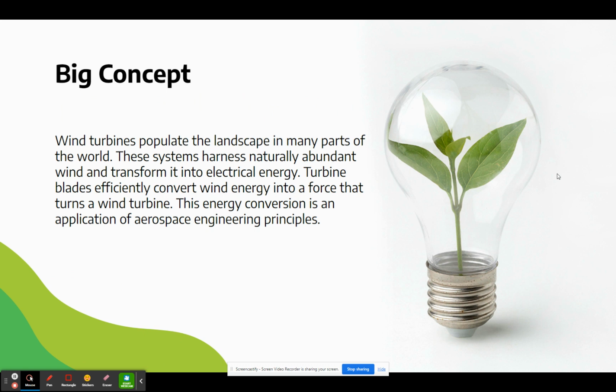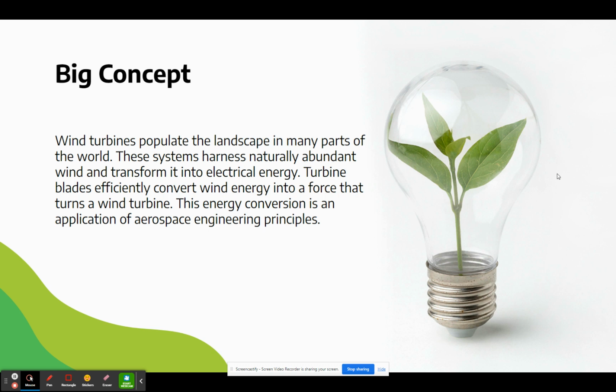As you know, wind turbines have really come into vogue in the past 5 to 10 years all over the world. Wind power is something that is being harnessed far more than some of the other renewables that are out there. As you know, wind turbines harness naturally abundant wind and transform it into electrical energy. The real kicker for wind turbine design is that turbine blades have to efficiently convert the wind energy into a force that turns a wind turbine.